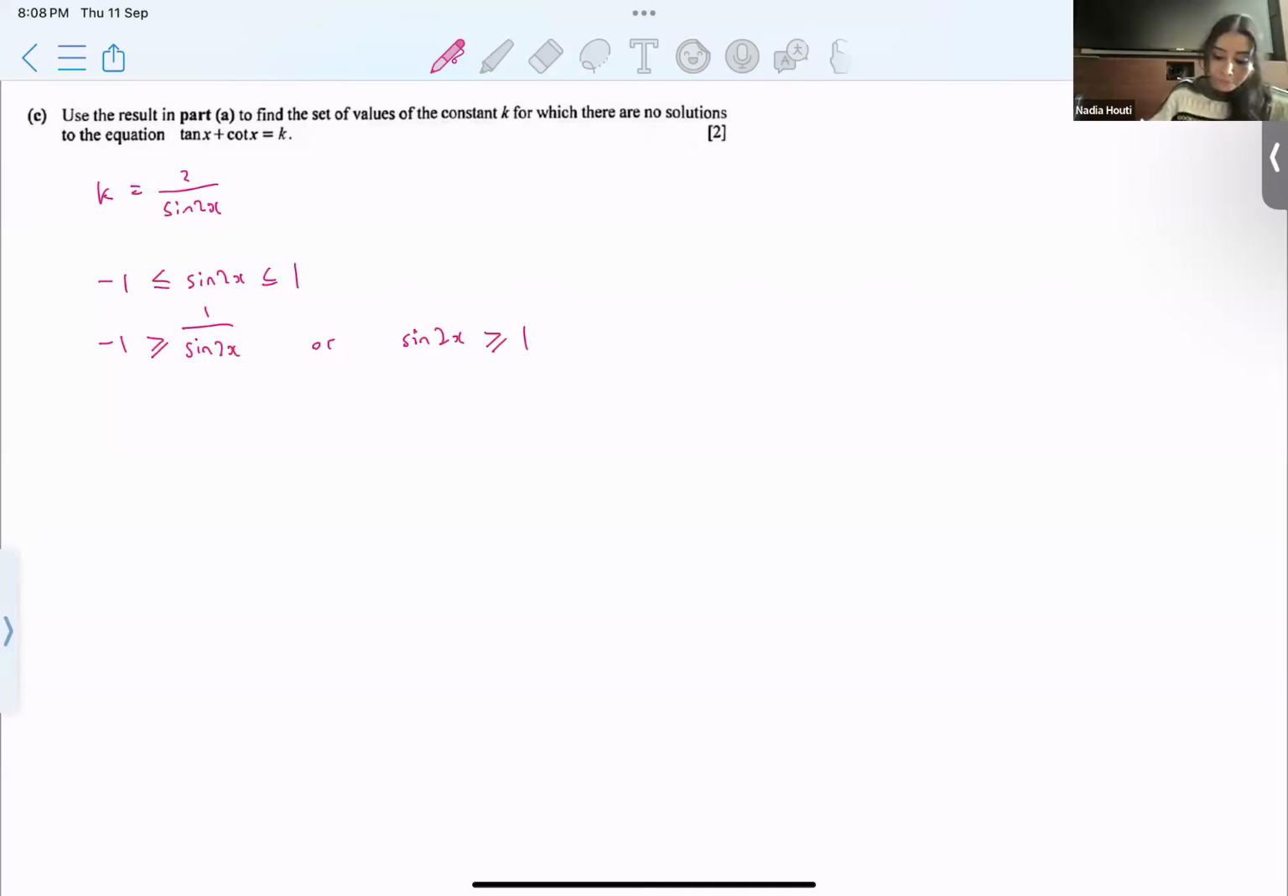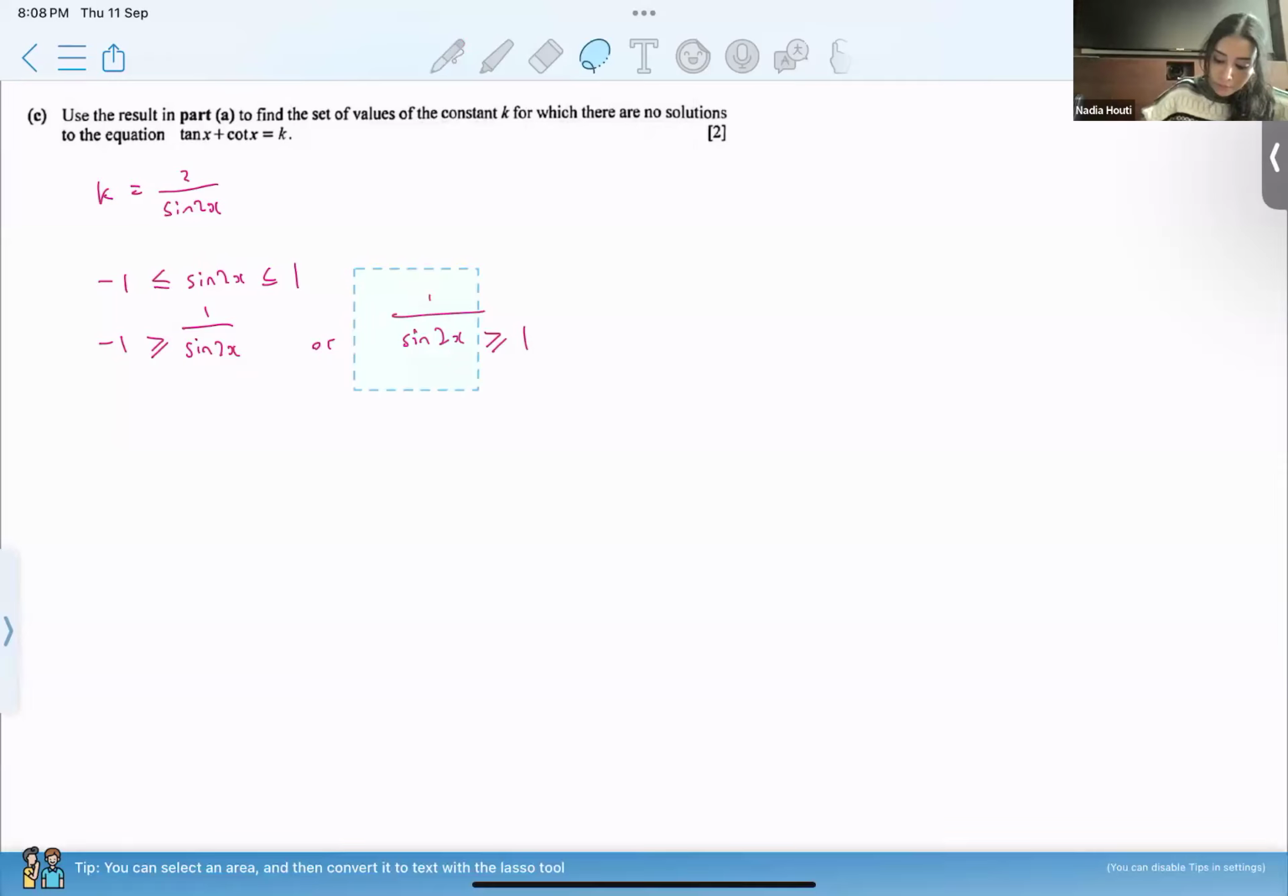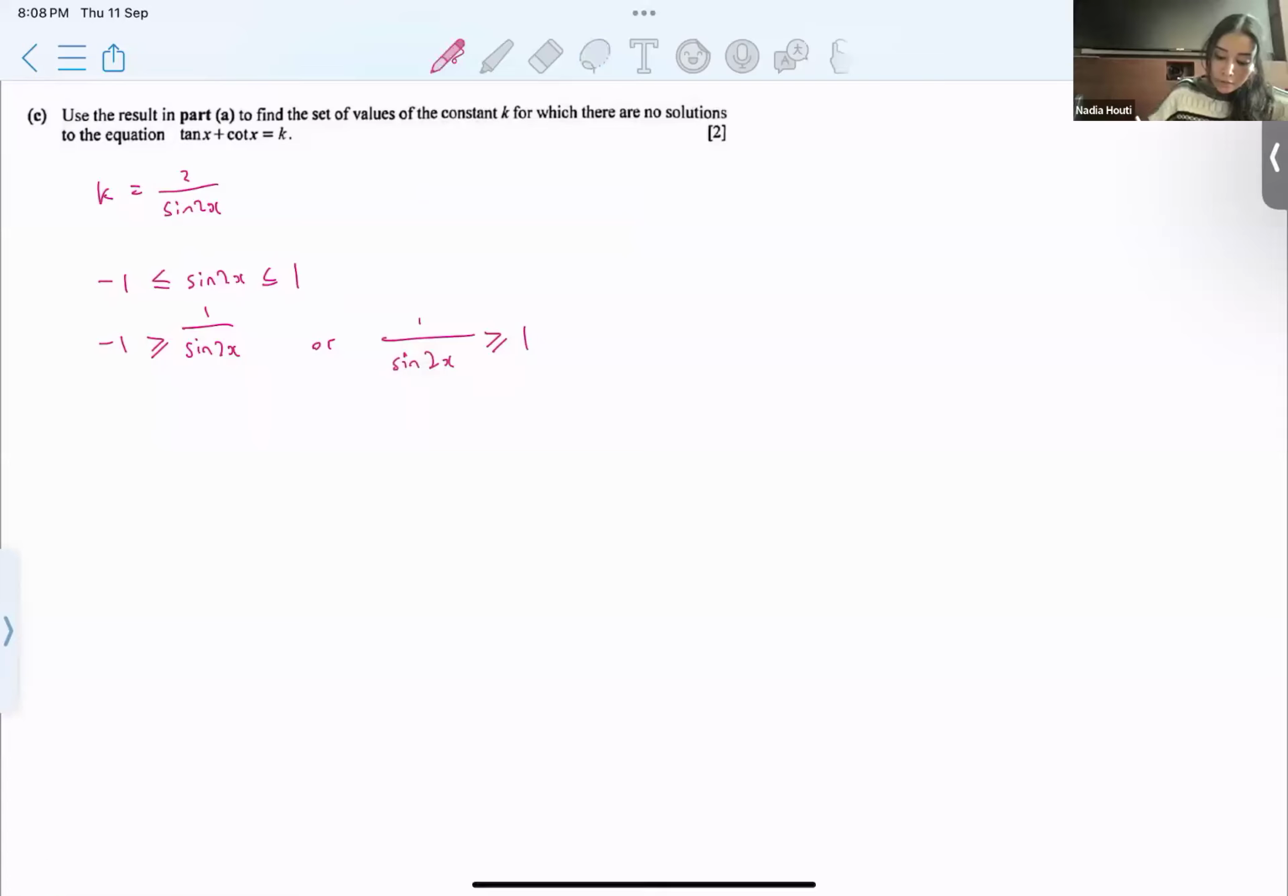This will be two separate inequalities. Sorry, this will be 1 over sin 2x, because we already got the reciprocal. So now we know this is the range for which there will be solutions. But now we want to know for which range of values k will have solutions. And k is not 1 over sin 2x, but 2 over sin 2x. So now let's do that small change: 2 over sin 2x. We just have to multiply this by 2.